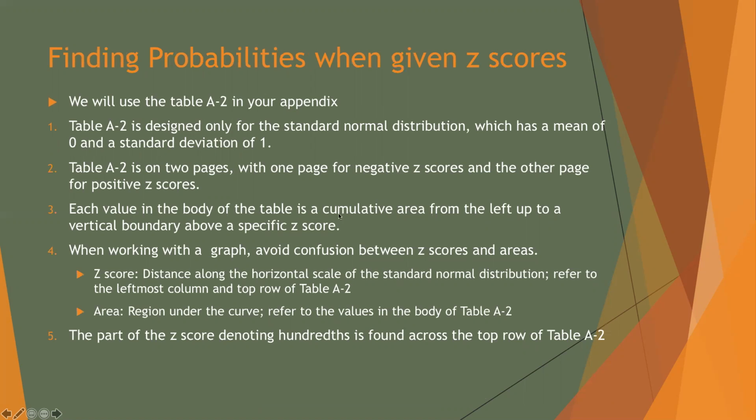Each value of the body table is a cumulative area from the left up to the vertical boundary above a specified z-score. When working with a graph, avoid confusion between z-scores and areas. Z-score is the distance along the horizontal scale of the normal distribution, referring to the leftmost column and the top row of table A-2. The area is the region under the curve, referring to the tables in the body of A-2. The part of the z-score denoting hundredths is found across the top of the row.